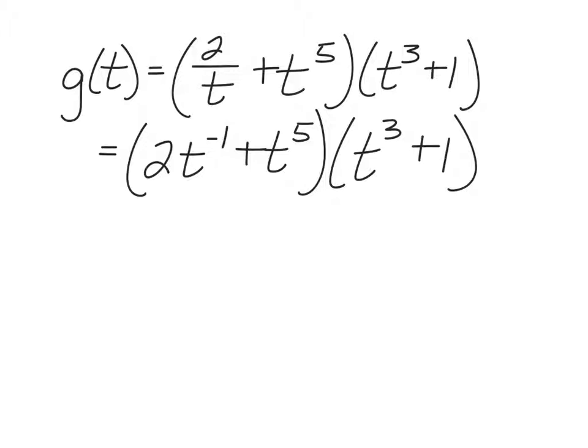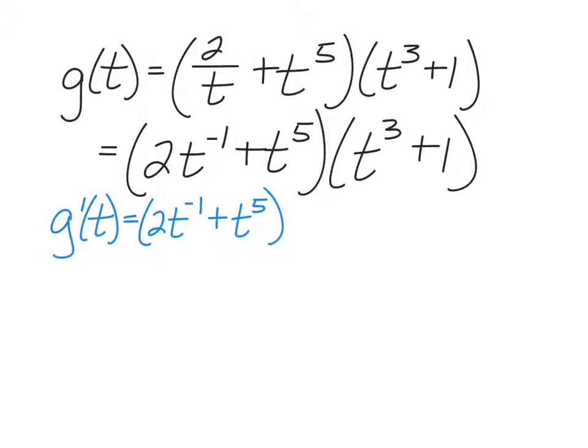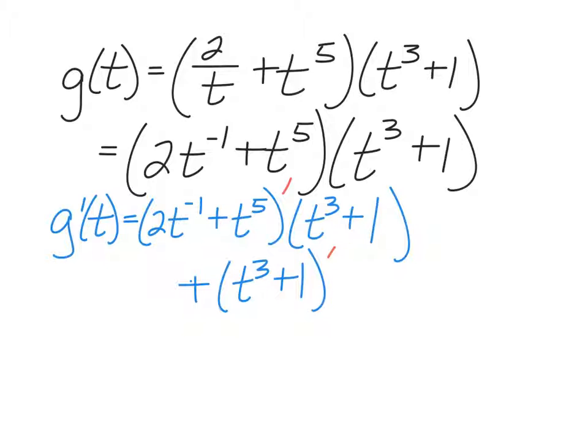First of all, let's lay out the framework for the power rule. And so we can say that g prime of t will equal, according to the power rule, 2t to the negative 1 plus t to the 5th, prime, times t cubed plus 1, plus t cubed plus 1, prime, times 2t to the negative 1 plus t to the 5th.